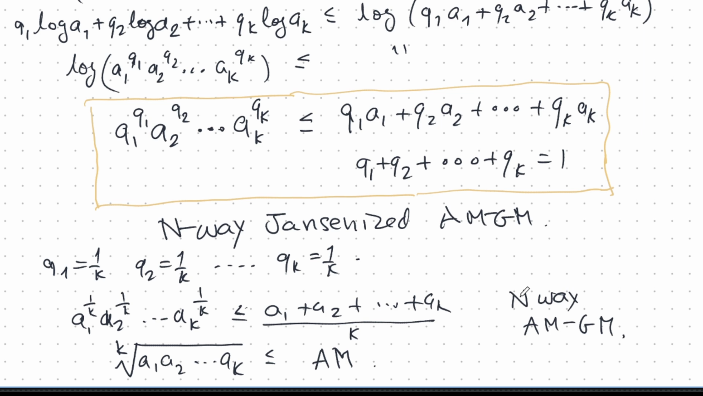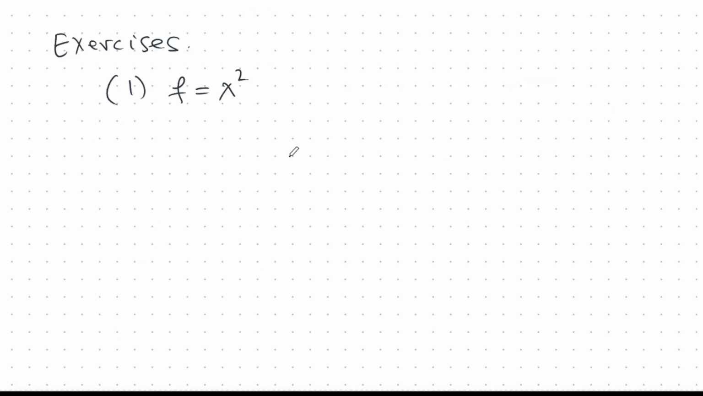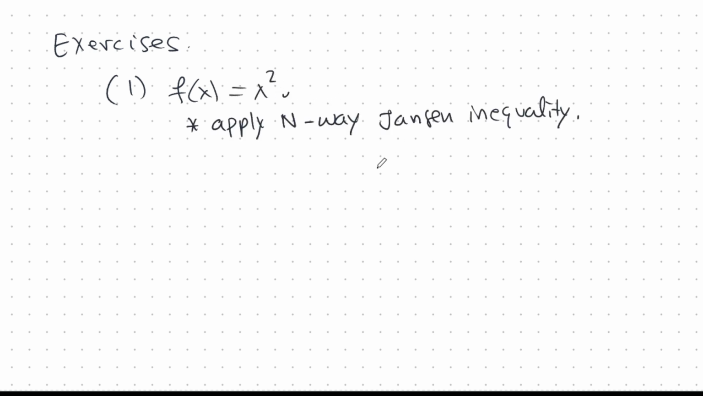And now let me give you just a few exercises to do. I'm sure you can predict some of these exercises. Take f of x, where f of x is x squared. That's a convex function. Apply the N-way Jensen inequality. You're going to get some generalized inequality. Okay, so you do that, and then you derive the N-way RMS.